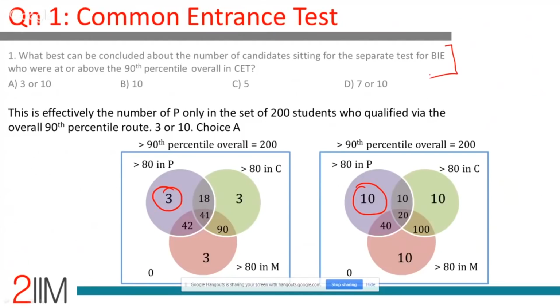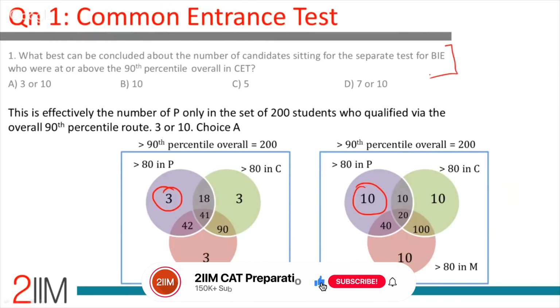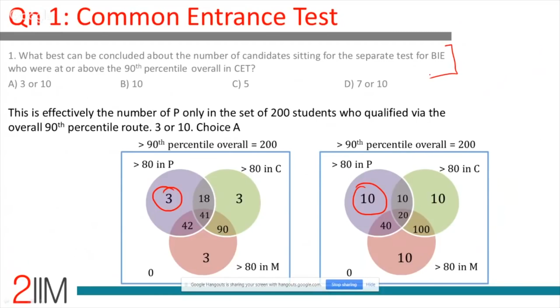You're saying, among all your guys with greater than 90th percentile, which ones have to write the BIE exam, the other test conducted by BIE? For writing BIE, you should have got more than 80th percentile in P. So I'm looking at only P, but you should not have written AET. AET you will end up writing if you've got more than 90th percentile overall and more than 80 in at least two of the three. So if you've got P and C and P and M, or P, C and M, you've written AET anyway. So you're looking for P only in this bunch, that is 3 or 10. Wonderful question because of the way it is worded.